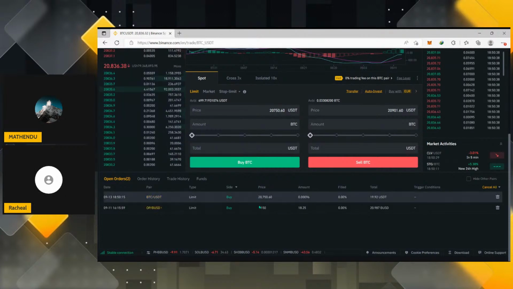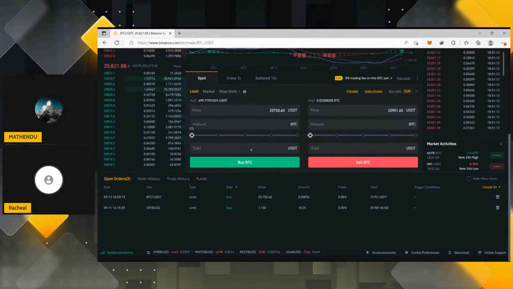That also means that my order is going to stay open under open orders until the price goes to 20,750, which is the price that I set. But if the price doesn't go as low as 20,750, my order is going to stay open forever until it can get executed.